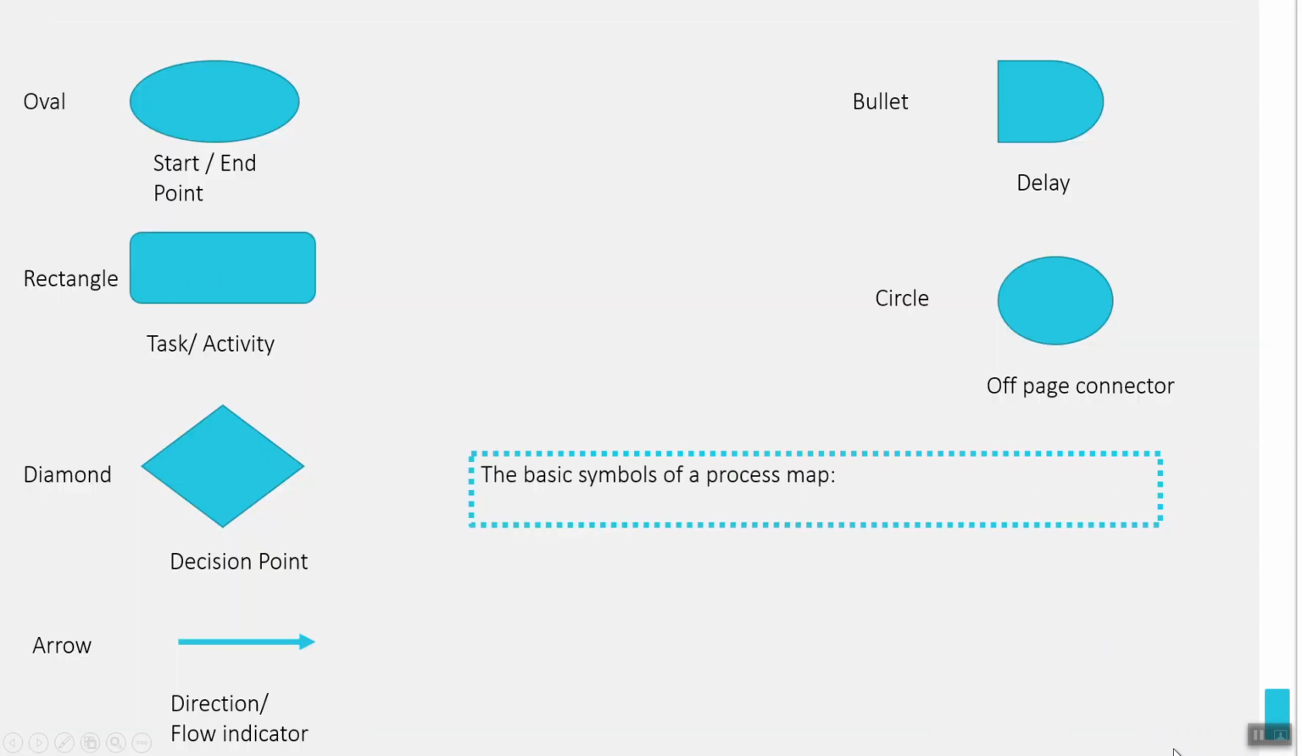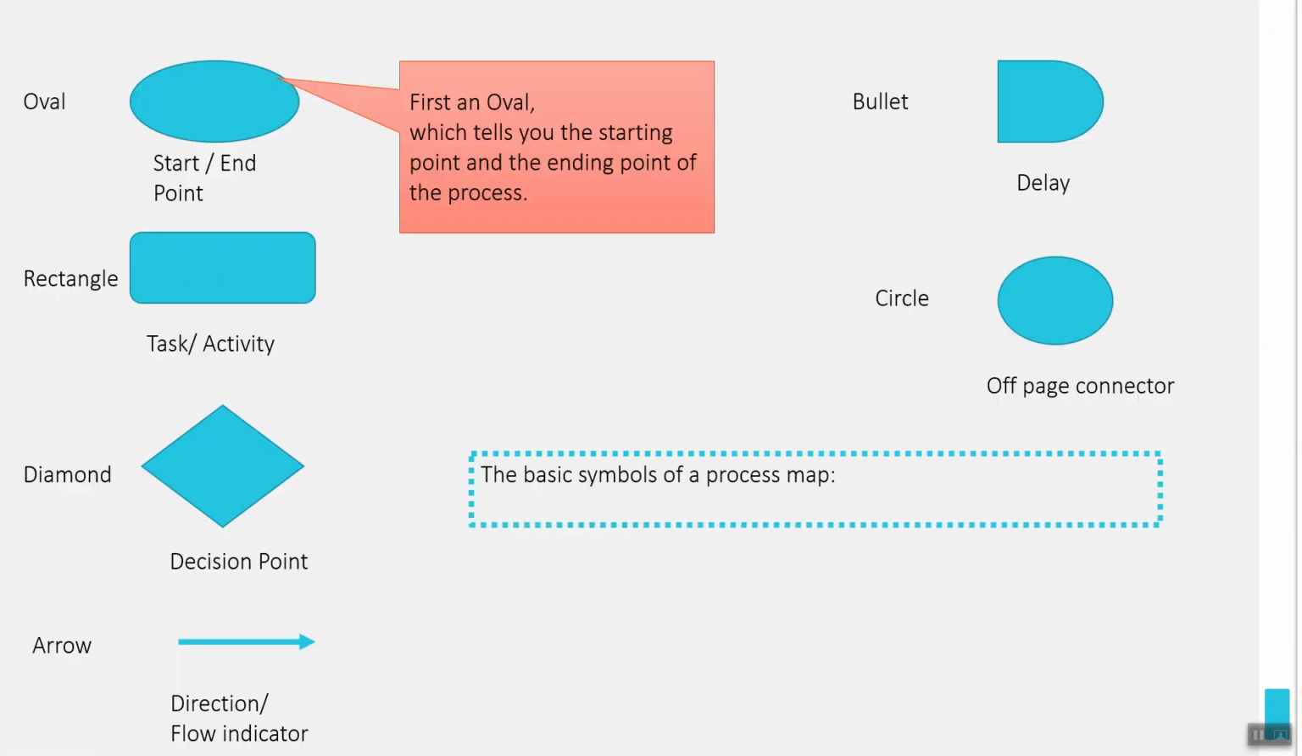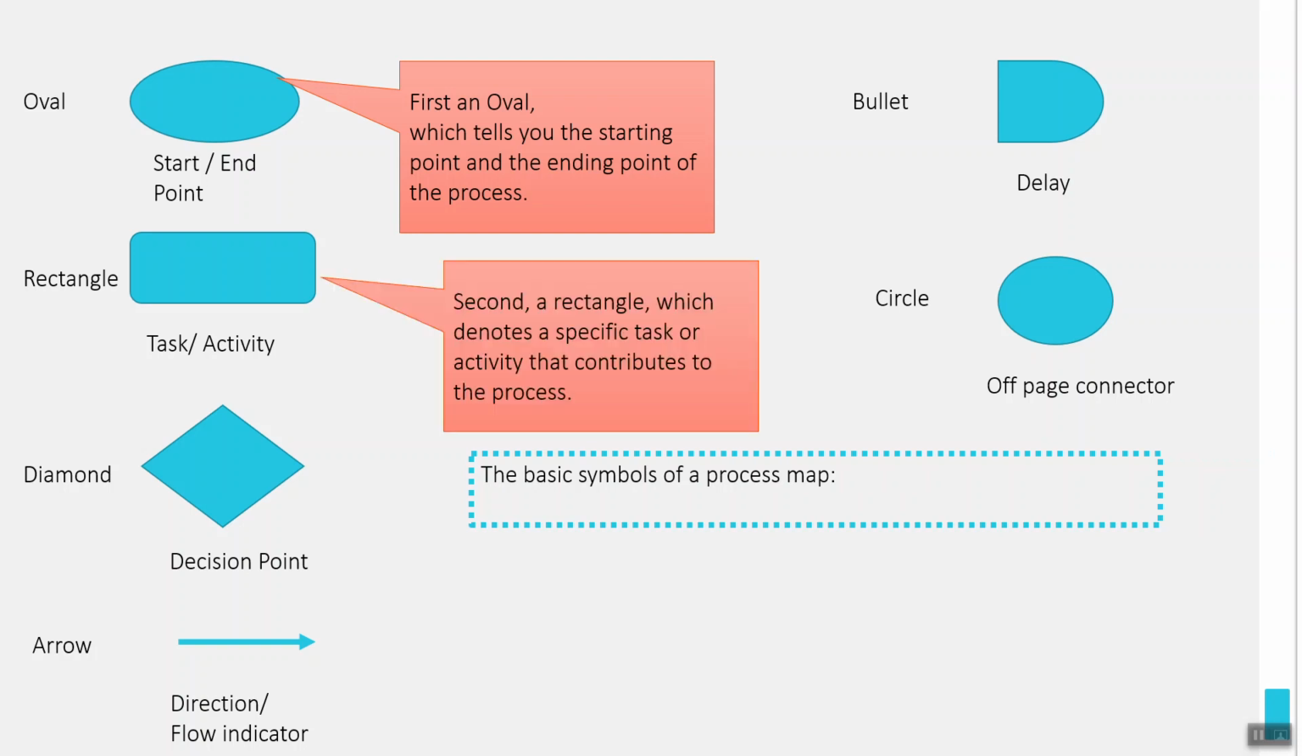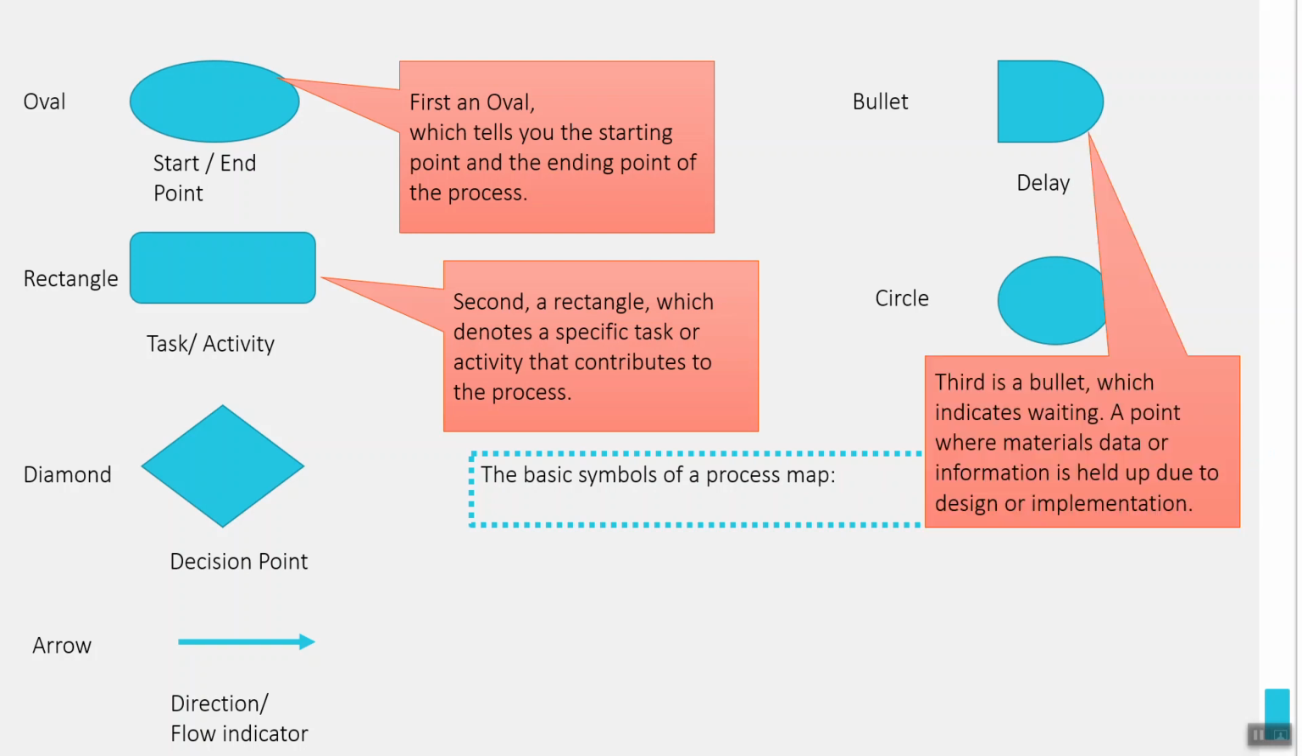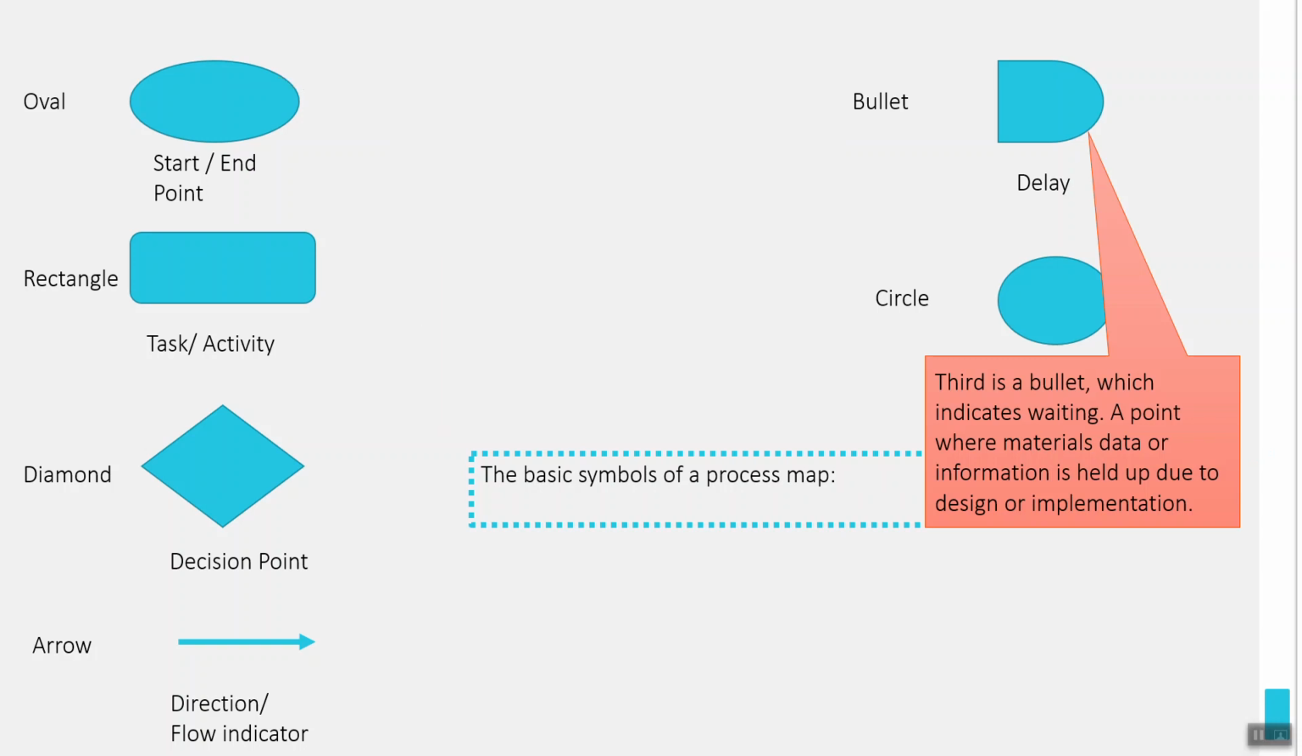The basic symbols of a process map. First, an oval, which tells you the starting point and the ending point of the process. Second, a rectangle, which denotes a specific task or activity that contributes to the process. Third is a bullet, which indicates waiting. A point where materials, data or information is held up due to design or implementation.